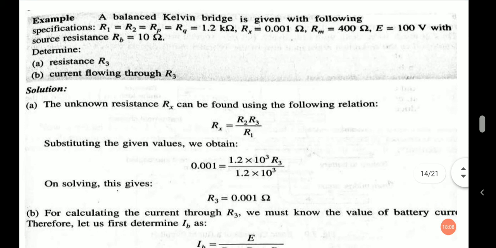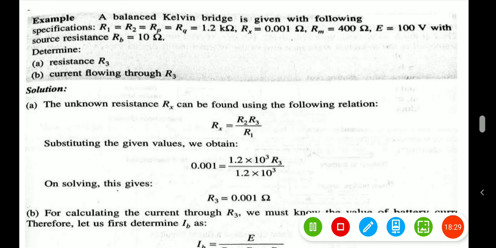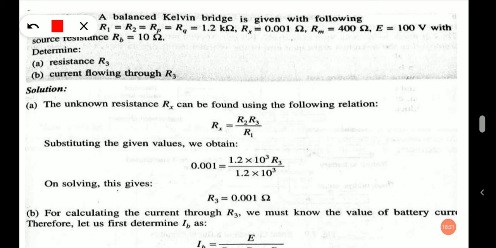We will see one example. A balanced Kelvin bridge is given with the following specification. R1, R2, Rp and Rq are given as 1.2 kilo ohm, Rx as 0.001 ohm, Rm 400 ohm, E 100 volt with source resistance Rb 10 ohm. And here we have to determine the resistance R3 and the current flowing through R3.